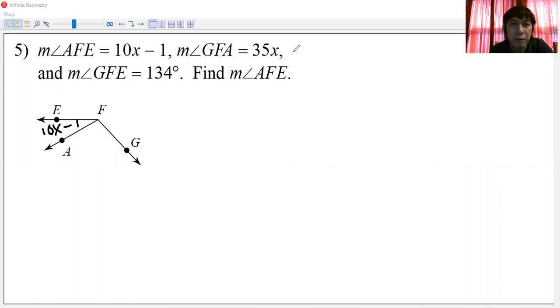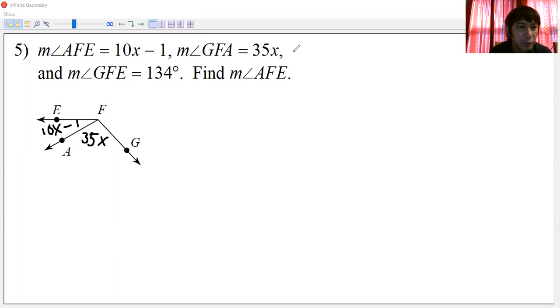And then the measure of GFA, that's 35x. That must be here. 35x there. All right, so the other given is the measure of GFE. That looks like the total, and it's 134 degrees. All right, so we're asked to find the measure of AFE.